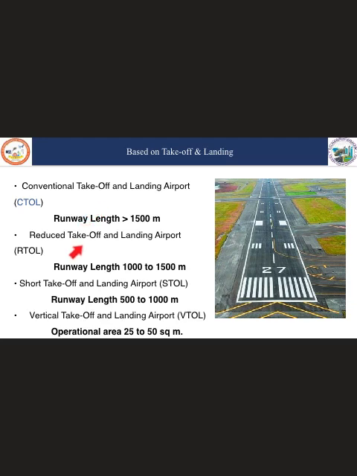The next one is the reduced takeoff and landing airport. As the name indicates, the length available for takeoff and landing operation is reduced, and we have a restriction where the runway length is up to 1000 to 1500 meters, or 1 to 1.5 kilometer runway length will be available. The next one is the short takeoff and landing airport, where the runway length will be 500 to 1000 meters, and the other one is the vertical takeoff and landing airport, where the total operational runway area will be just 25 to 15 square kilometers.